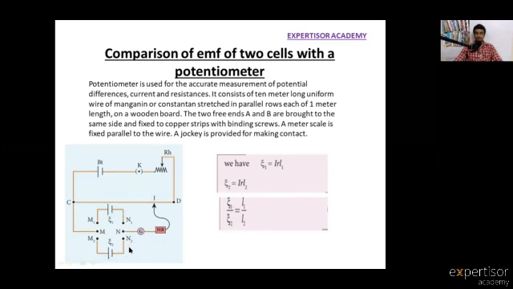If you stop the first battery, the second battery's EMF flows through this circuit. If you stop the second battery, the first battery's EMF flows through this circuit. So this is the main theme in this potentiometer, particularly the comparison of EMF of two cells with a potentiometer.